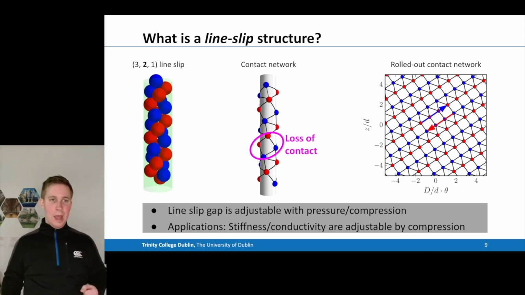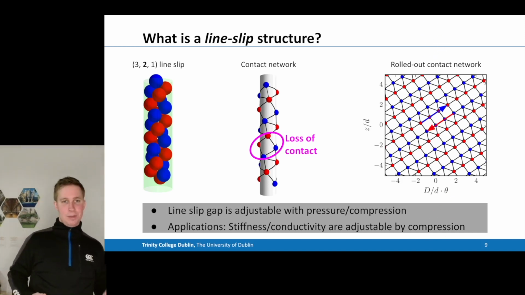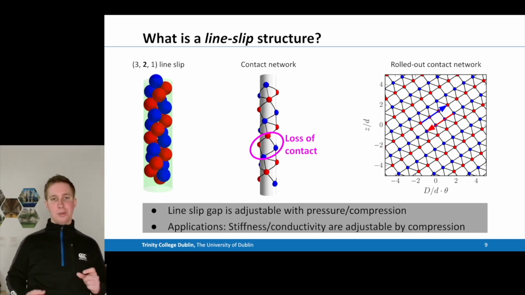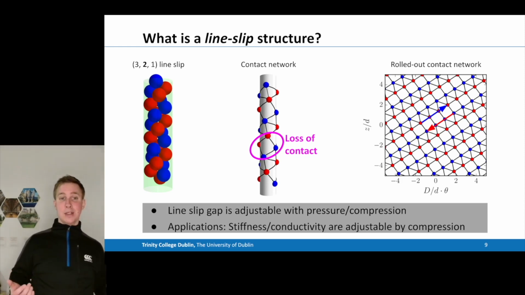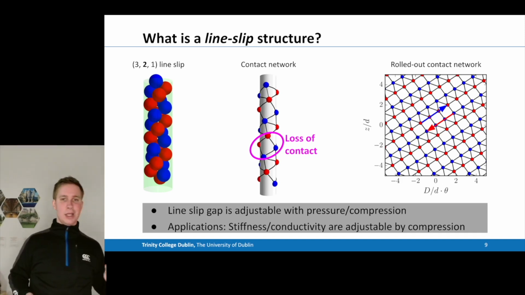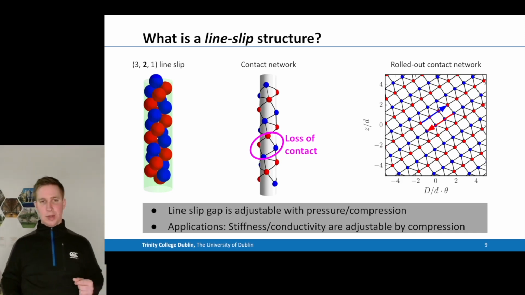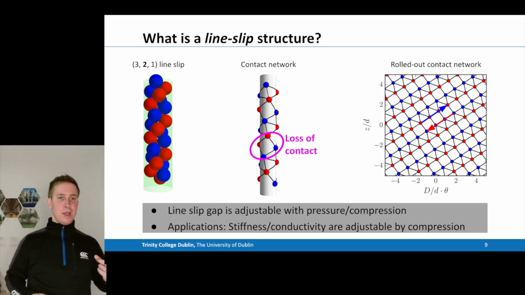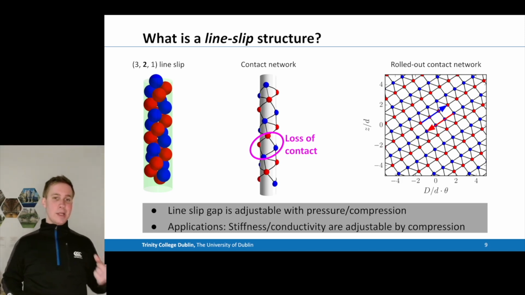And these structures are actually very special. The gap or line slip extent can be adjusted with the pressure or compression of the system. So this actually has great potential for applications in material science. The compression is a control parameter of physical quantities like the stiffness, conductivity, or even the resonance frequency of the structure. So if you think about this structure as an electromagnetic resonator, then the resonance frequency can be tuned by the compression of our structure.